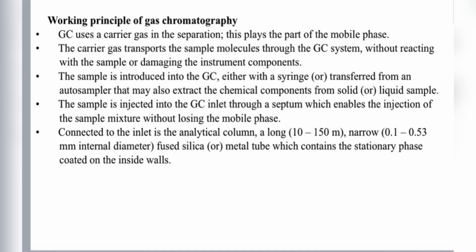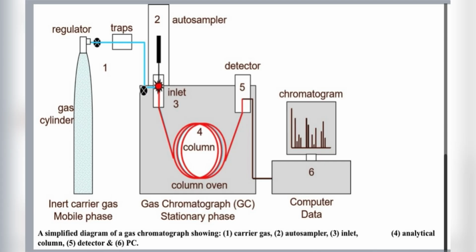The sample is injected into the GC inlet through a septum, which enables the introduction of the sample mixture without losing the mobile phase, connecting to the analytical column, 10 to 15 meters long and a narrow 0.1 to 0.53 millimeter fused silica or metal tube. So you can see here in the picture: gas cylinder, regulator, autosampler, column oven, detector, and chromatogram. The chromatogram is our result graph, which is used in the analysis of unknown samples.